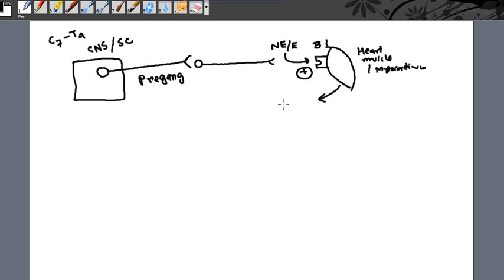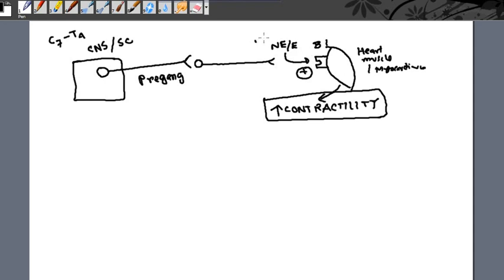The contractility of the cardiac myocyte goes up. The most important term is contractility. You may understand it or not, but you have to memorize it. When beta 1 receptor is stimulated by endogenous norepinephrine and epinephrine, contractility of the cardiac muscle goes up. And when contractility goes up, this leads to increase in cardiac output, and increased cardiac output will lead to increase in blood pressure, right? So this is the second important action.